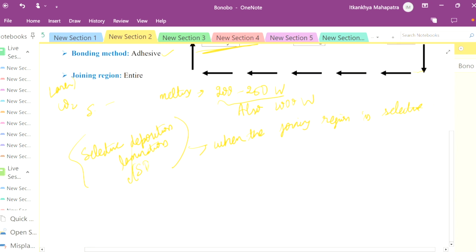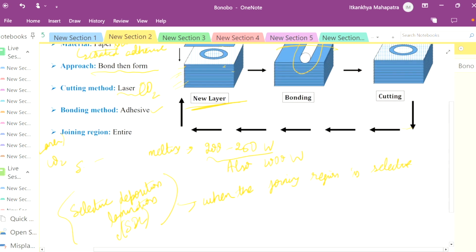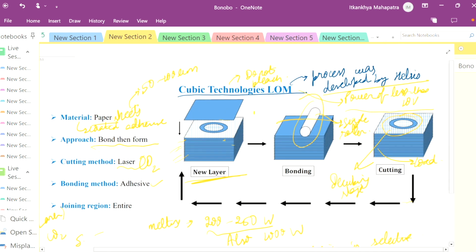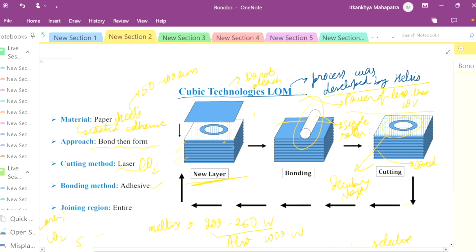Selective deposition laminate is also known as SDL, and this cutting area is known as the decubing stage, where I already said load is applied, and this is the single hole. So this is about the decubing technology.